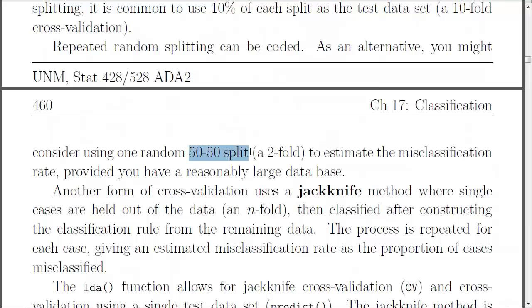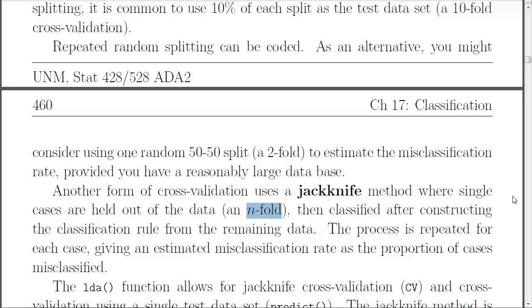Other ways of splitting it would be a twofold, where you take the data 50-50. I think this is a poor strategy because you don't use very much data to train your classifier. What I really like, especially if you've got the computational power to do it, is the jackknife, which is an n-fold cross-validation. Effectively, you hold out an individual case as the test set, and then you use the n-1 observations as the training set. You develop the model, and then you ask of that single observation whether you would classify correctly or not. And you do that for every observation.